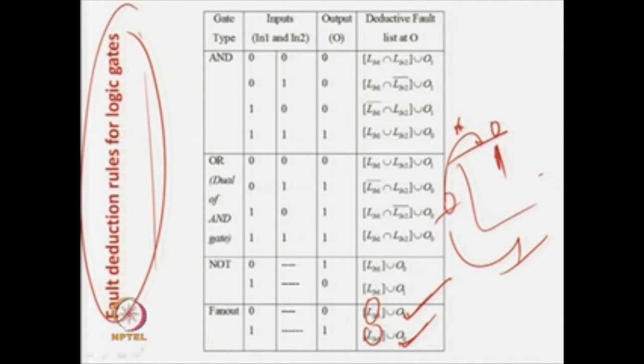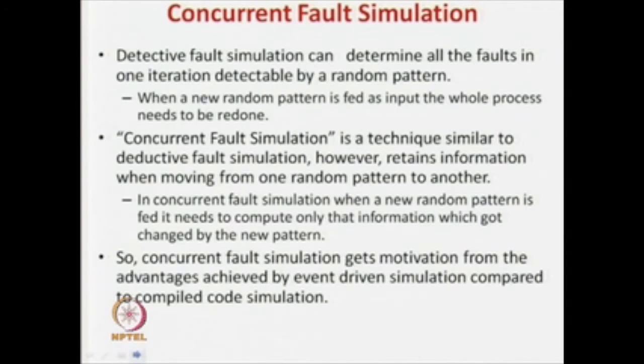Now, what happens once you have that? Given a circuit, you apply a random pattern, and our goal here is that you have to traverse the circuit once, and in that one traversal you have to find out which faults are detectable. Here are some rules we are applying: if there is an inverter, what are the rules; if an AND gate, what are the rules; if there is an OR gate, what are the rules.